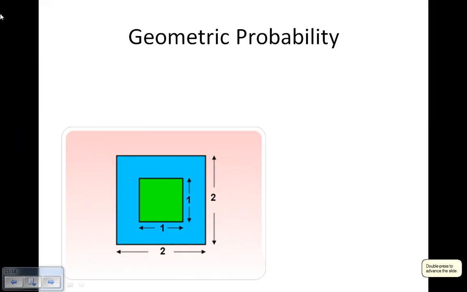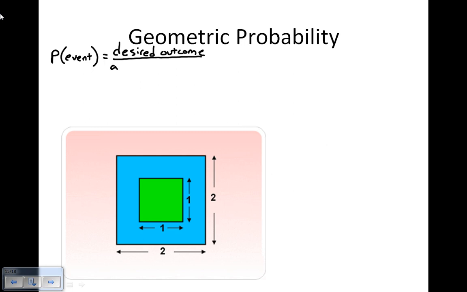So we've talked about single probability events. And for single probability events, we learned that the probability of some event was equal to the desired outcome over all possible outcomes. And we're going to take that concept and stretch it a bit further to talk about geometric probability.